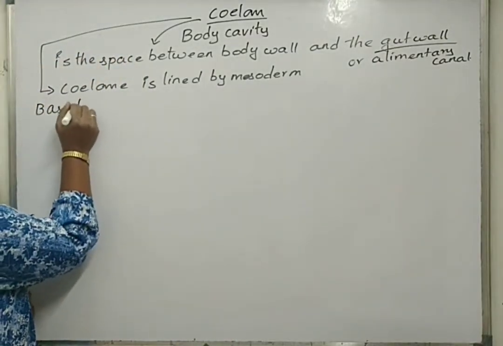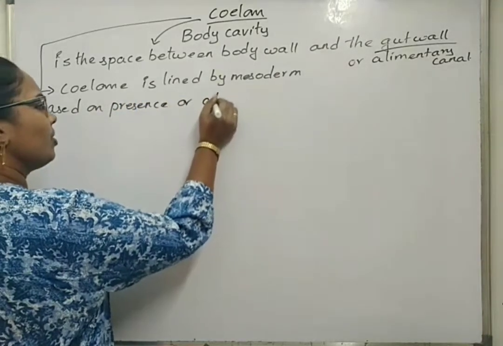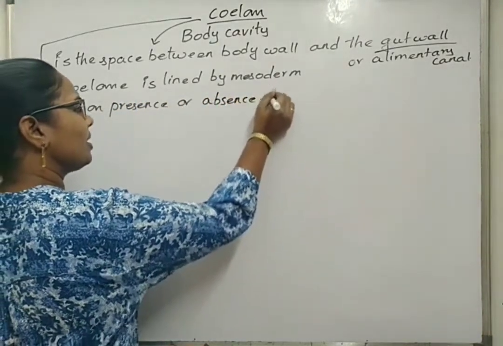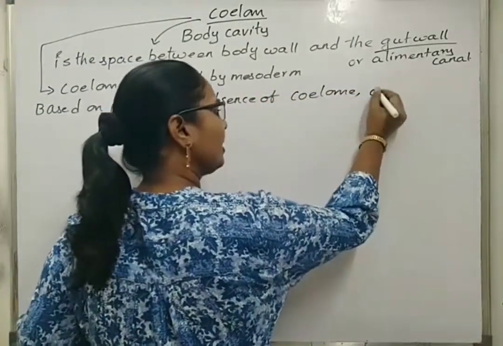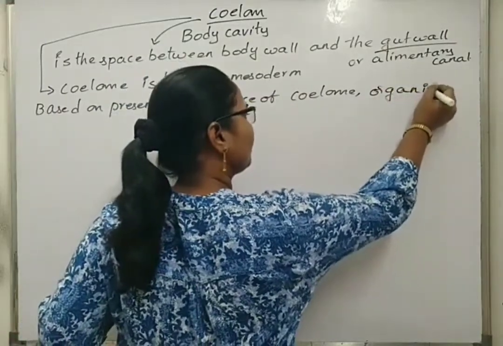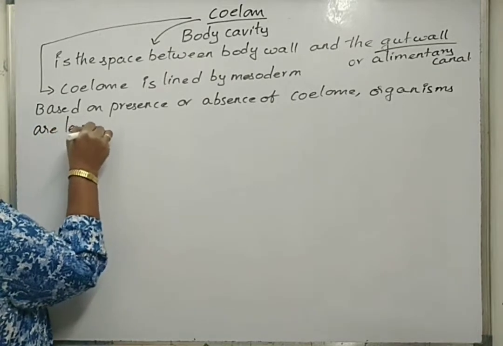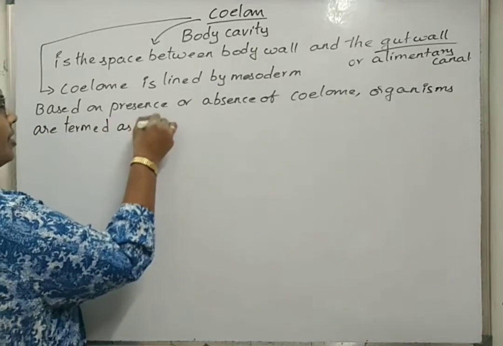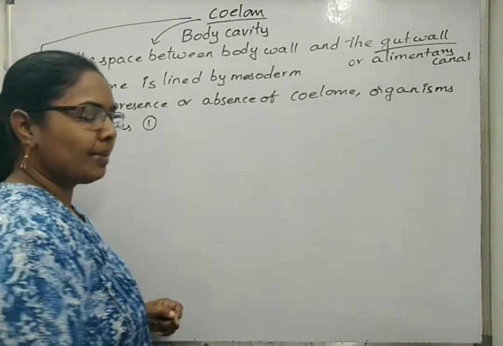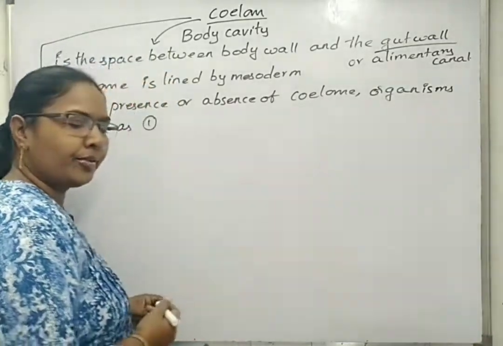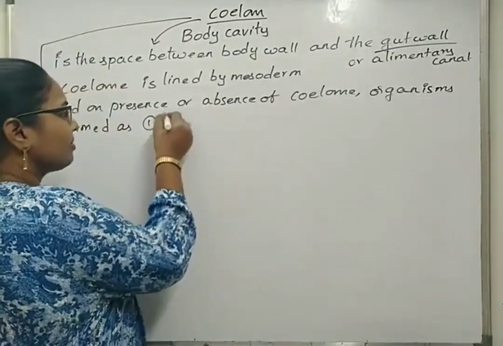Based on presence or absence of coelom, in the animal kingdom, organisms are termed as, first one, acoelomates, in which the coelom is absent. Examples of such organisms are Porifera, Coelenterata, Ctenophora and Platyhelminthes.